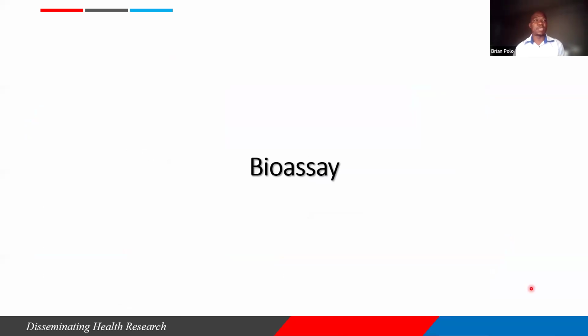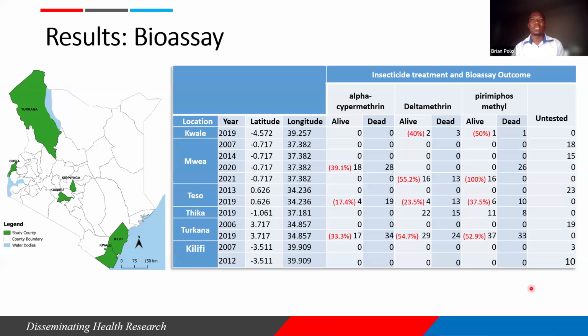Let's now look at the results. We'll start by looking at the bioassay outcome. The map on the left indicates our collection counties. Around the Indian Ocean, we have Kilifi and Kwale County. Here, samples were collected from both Kilifi sub-county and Kwale sub-county. In the central part of the country, we also did sampling in Kiambu County, in Thika sub-county, and in Kirinyaga County, where samples were collected from Mwea. In the western part of the country, we did collection in Busia County, within Teso North and Teso South sub-counties. We also did some collections in Turkana County around Kakuma.